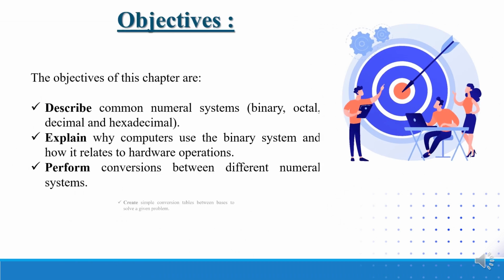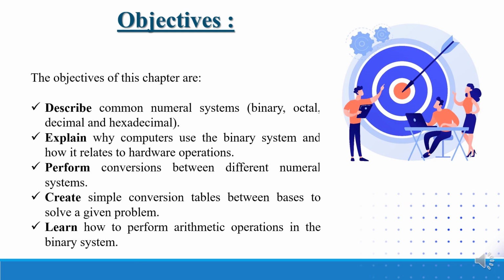By the end of this chapter, you should be able to describe the most common number systems, binary, octal, decimal, and hexadecimal. Understand why computers use the binary system, convert numbers from one system to another, create a sample conversion table, and finally perform basic binary arithmetic.